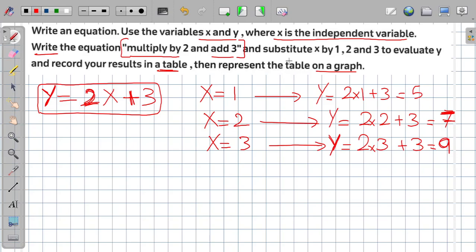So I substitute x by 1, 2, 3 to evaluate y. This is the second question. The third one, I want to record the result in a table. So I will draw a table like this. Okay.